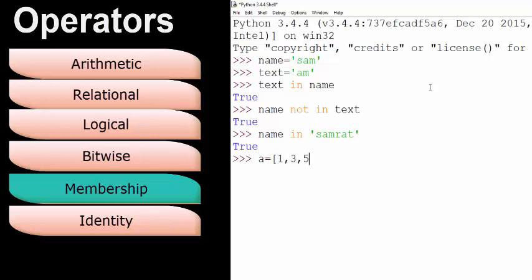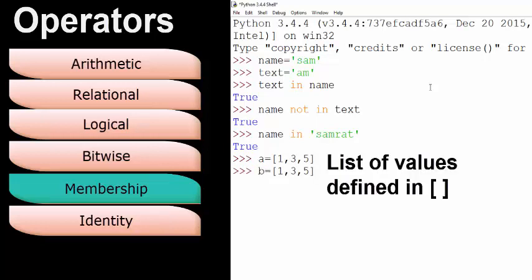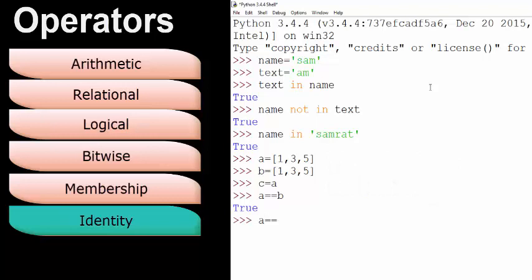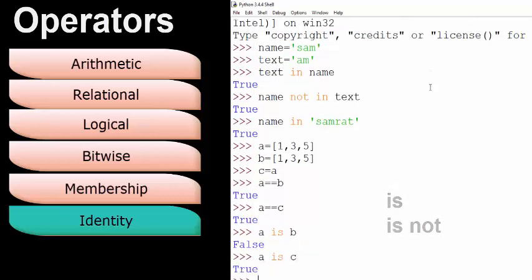We can also apply these operators with lists and tuples. About lists and tuples, we will discuss in later sessions. Moving next to identity operators. They are used to determine whether a value is of a certain class or type. Is and is not are two identity operators used in Python.